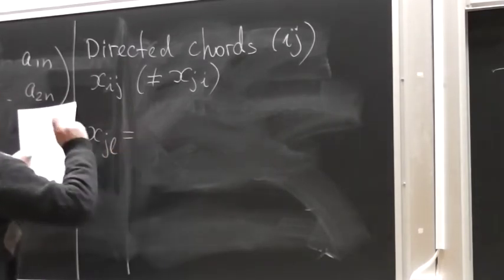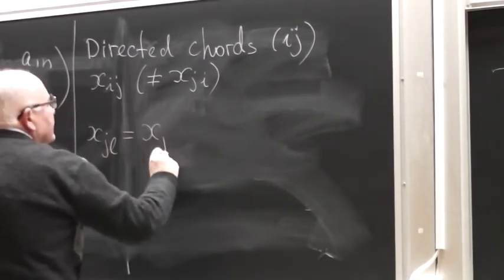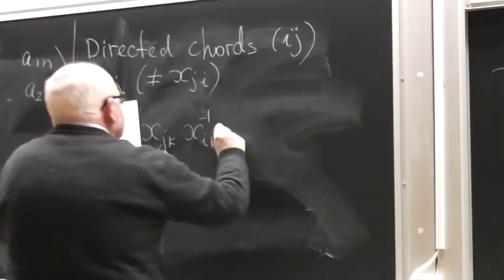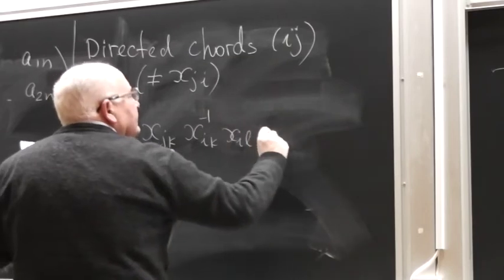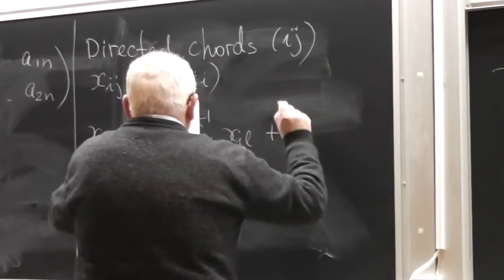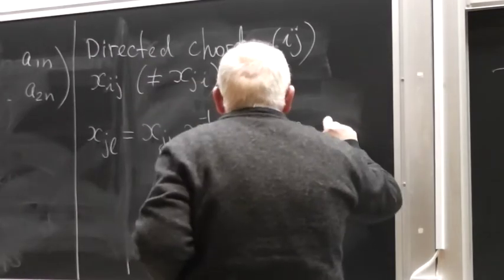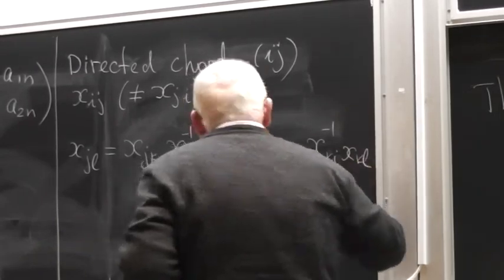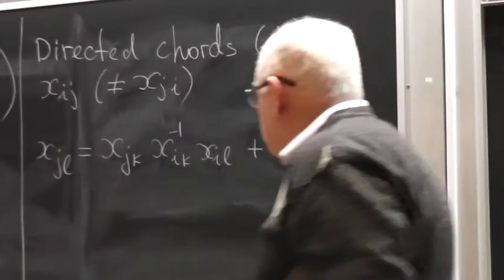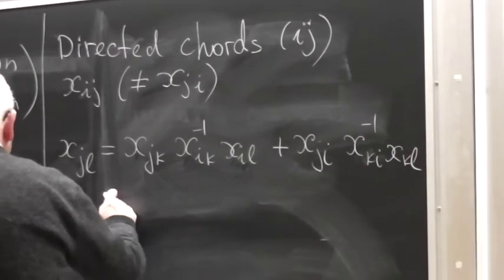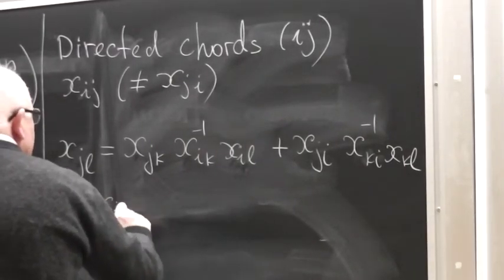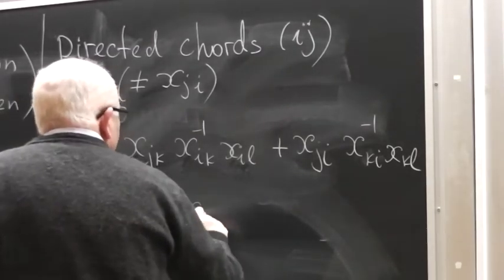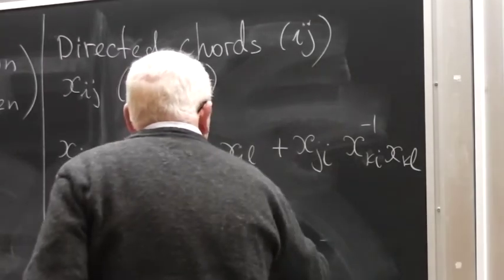x_JL is equal to x_JK x_IK inverse x_IL plus x_JI x_KI inverse x_KL. But you also have relations of this type, x_ij x_kj inverse x_ki, and so on.